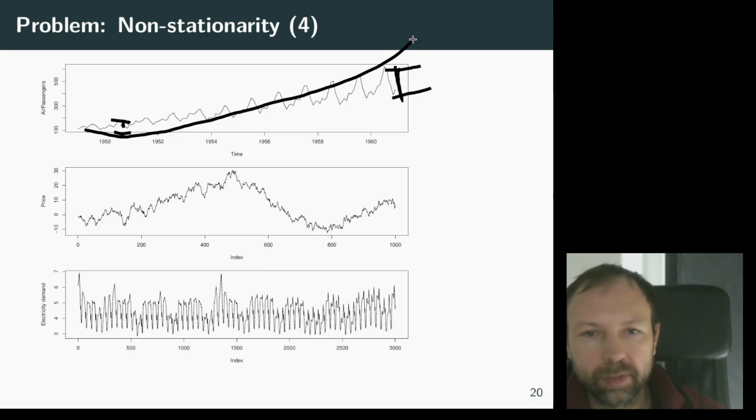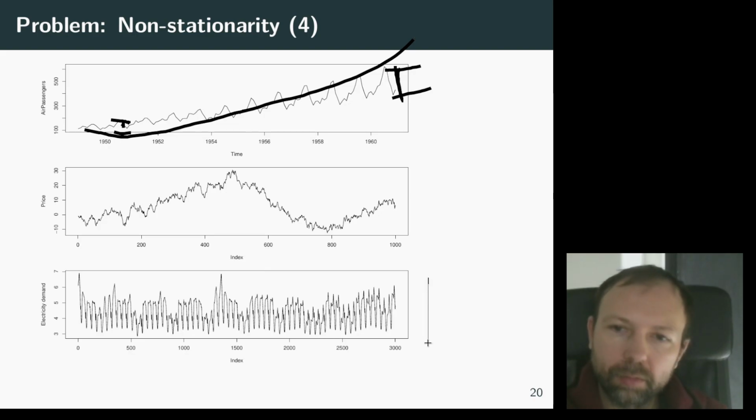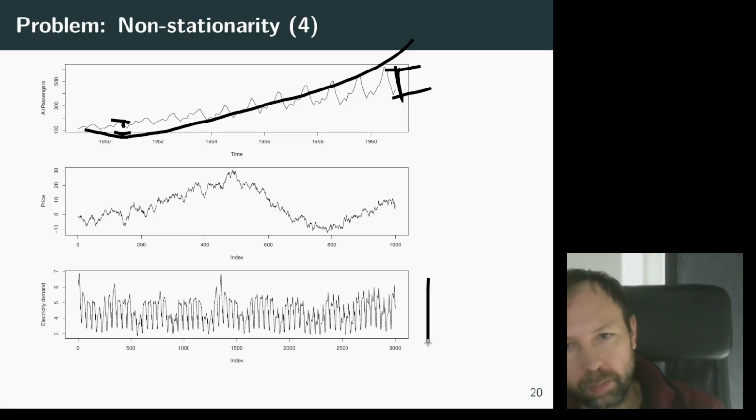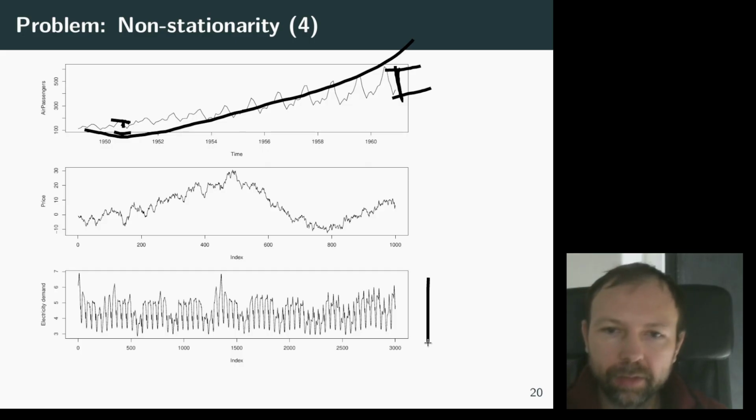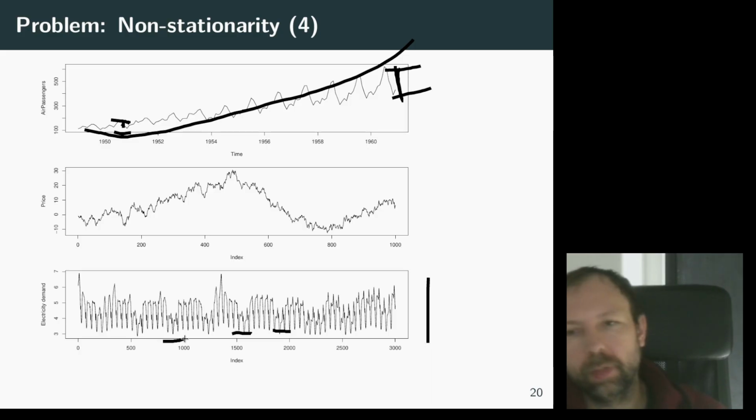Or you could have something like this one here. There isn't really any trend. It's just multiple seasonalities, right? So that's some electricity demand. You have a very strong daily pattern, and then you have these weekly patterns. So you always see here 2 days, which is a weekend. So yeah, multiple seasonalities.